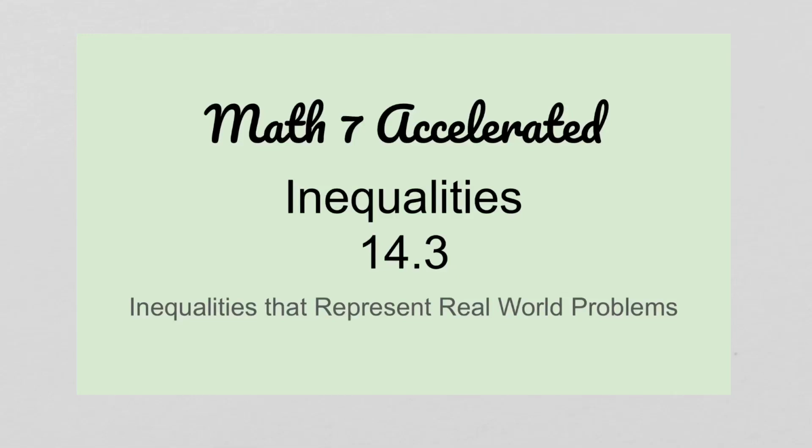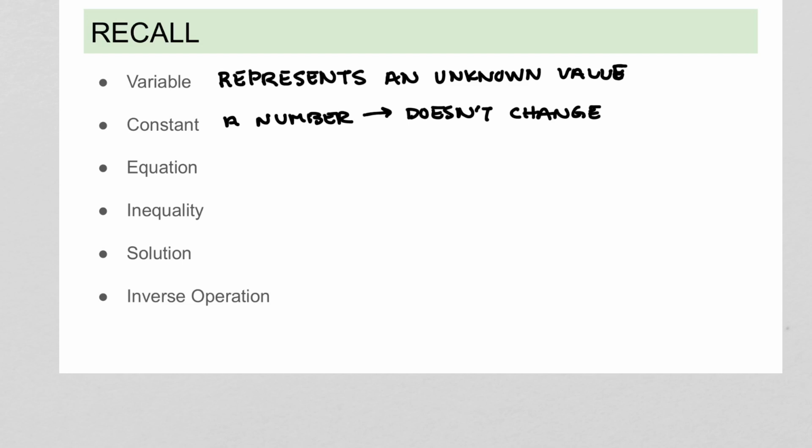This is Mrs. Witt. This is lesson 14.3 about inequalities, and we will be writing inequalities that represent real-world problems. Let's begin by just recalling some things that we already know. A variable is a letter or some kind of character or symbol that represents an unknown value, and a constant is a number. It doesn't change.